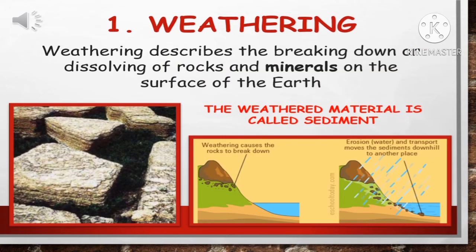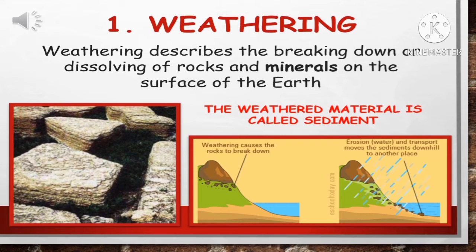The first one in the lithification process is weathering. Weathering describes the breaking down or dissolving of rocks and minerals on the surface of the earth. The weathered material is called sediment. Ang ibig sabihin nito ay ang pagkasira ng mga bato or ang pagka-dissolve ng mga bato at pati na ang mga minerals na nagko-compose sa mga bato. Like for this one, sa example na nakikita natin sa slide.